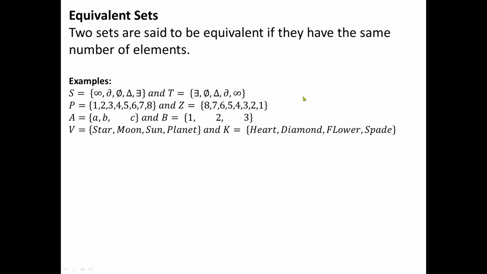Another example, set B and set K. Pareho silang tig-4. Halimbawa sila ng equivalent, pero hindi halimbawa ng equal. Equivalent lang sila. Set M, T, I, N, and Y. Set N, C, U, T, and E. Halimbawa sila ng equivalent kasi pareho silang tig-4 na members.